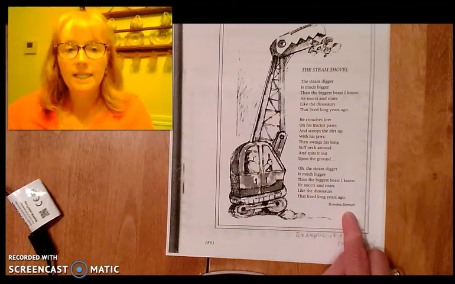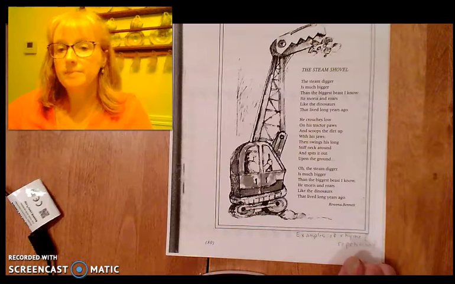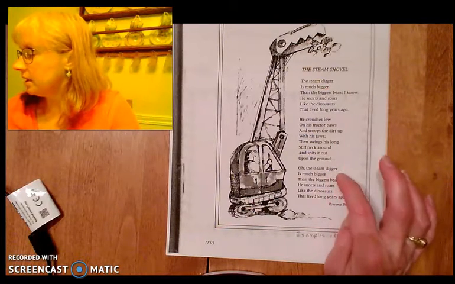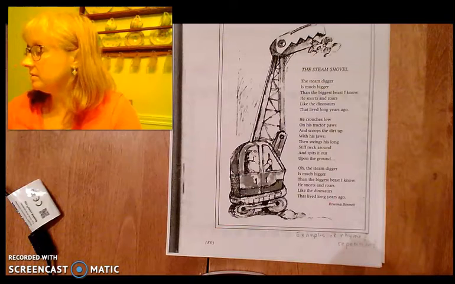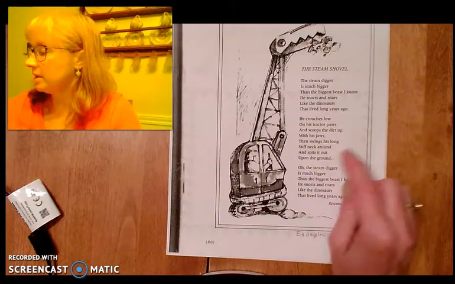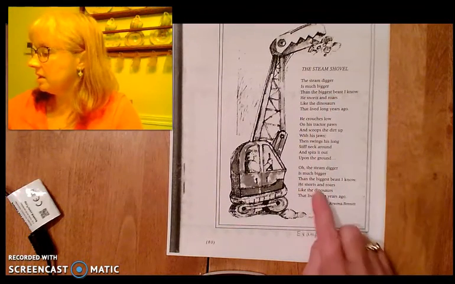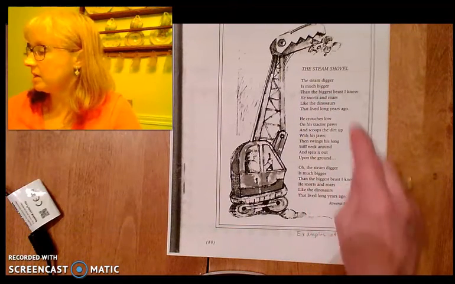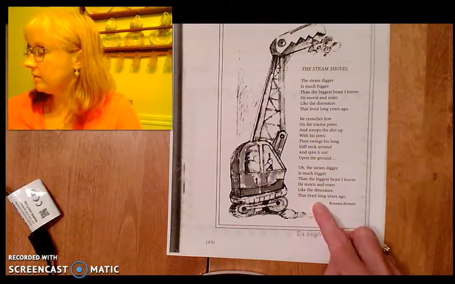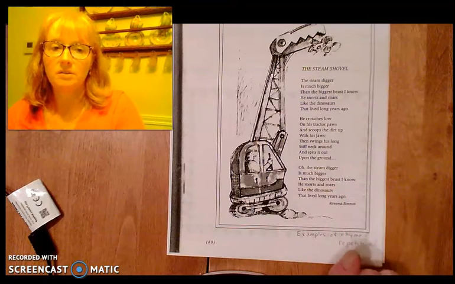By Rowena Bennett. So did you see rhyme in that poem, or hear rhyme? Yeah, we had digger and bigger, didn't we? And that's also some of the repetition. Digger, bigger is here, and it's also down here. Then the biggest beast I know. Then the biggest beast I know. Actually, this whole stanza is repeated here, isn't it? So we have rhyme and repetition. Did you notice anything else?